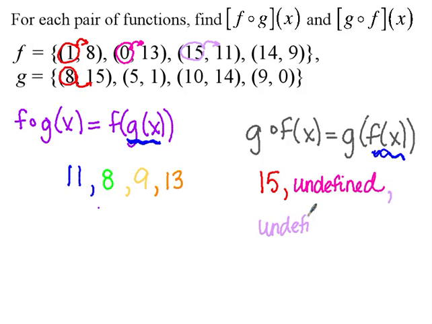Wait. But you got 13. Remember? No, on the 15 takes me to 11, you have to go to the second one. You have to go to the G and find out where it goes, and there's not a 13 there. 14. Okay. So, the next one, 14 goes to 9, and then 9 goes to 0.